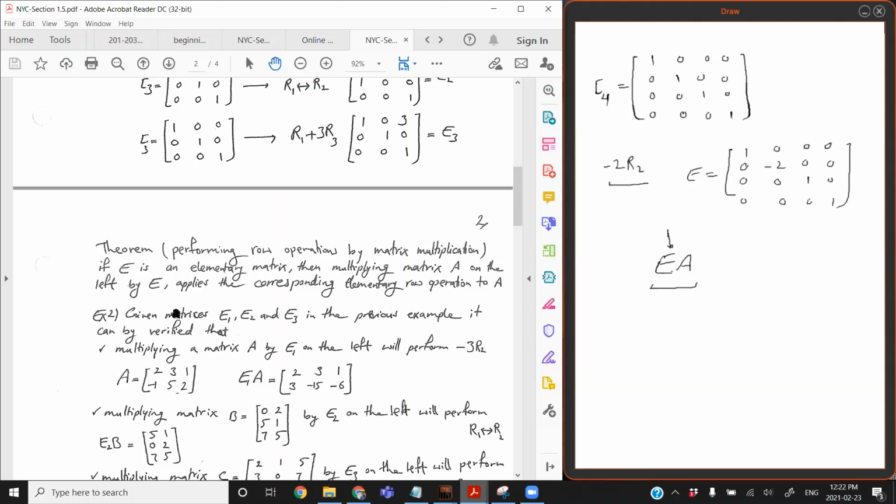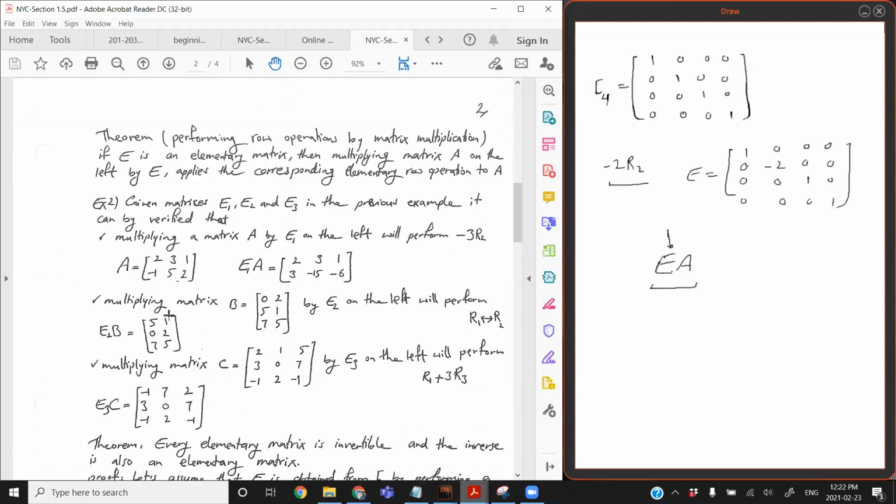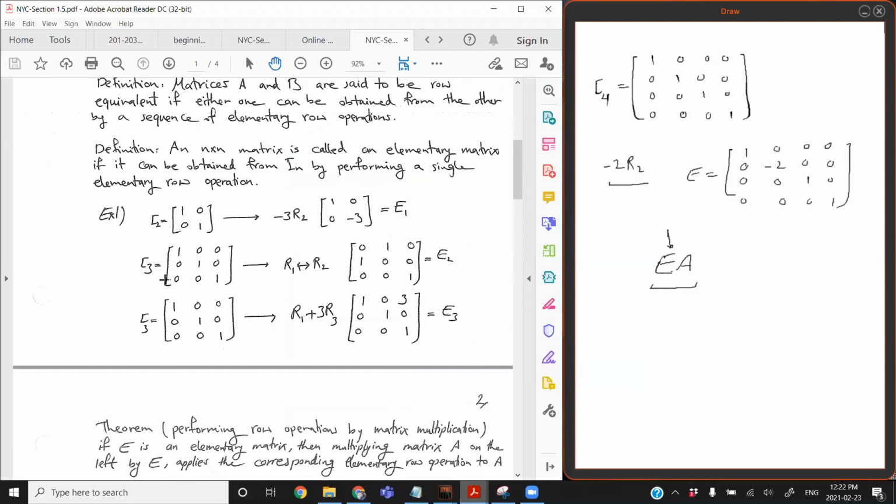For example, I think these examples can clarify the situation. So you remember these three matrices over here? So E1, E2, and E3. Each one of these matrices corresponds to a certain row operation. So this elementary matrix E1 actually represents this row operation. E2 represents this row operation. E3 represents this row operation because you need to perform this row operation on the identity to get E3.